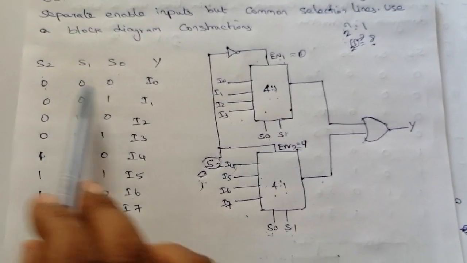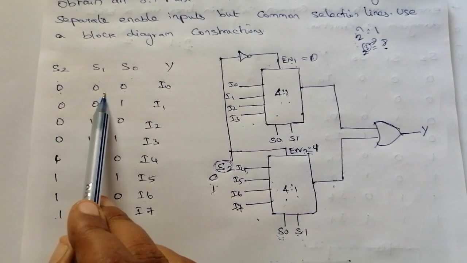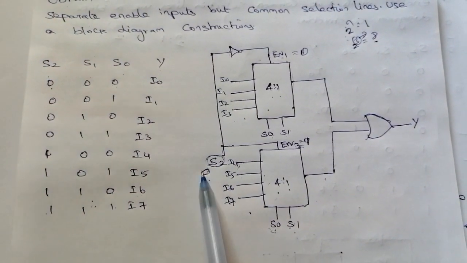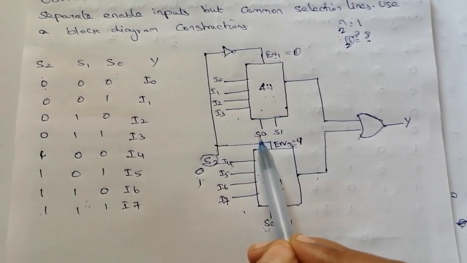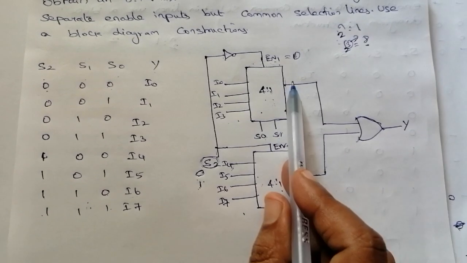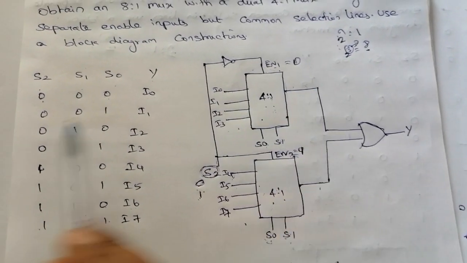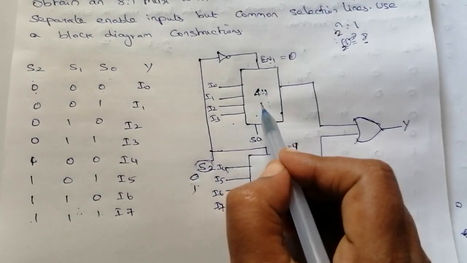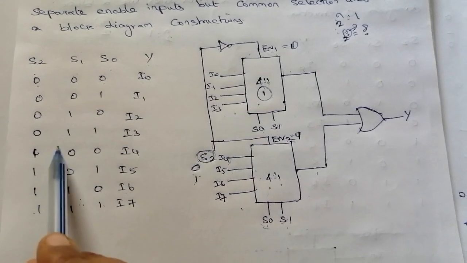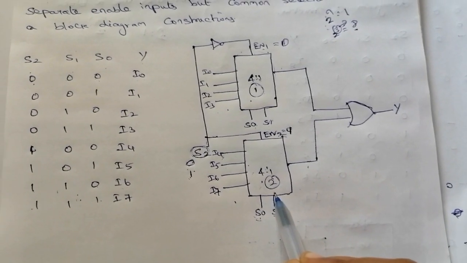Now check the truth table against this block diagram, right? S2 is 0, S1 S0 is 0 0. S2 equal to 0 means this mux is enabled. Then the selection line combination is 0 0, so the output will be the I0 input, right? So for all the first 4 combinations, the first 4:1 mux will be enabled. For the remaining 4 combinations, the second mux will be enabled, right?